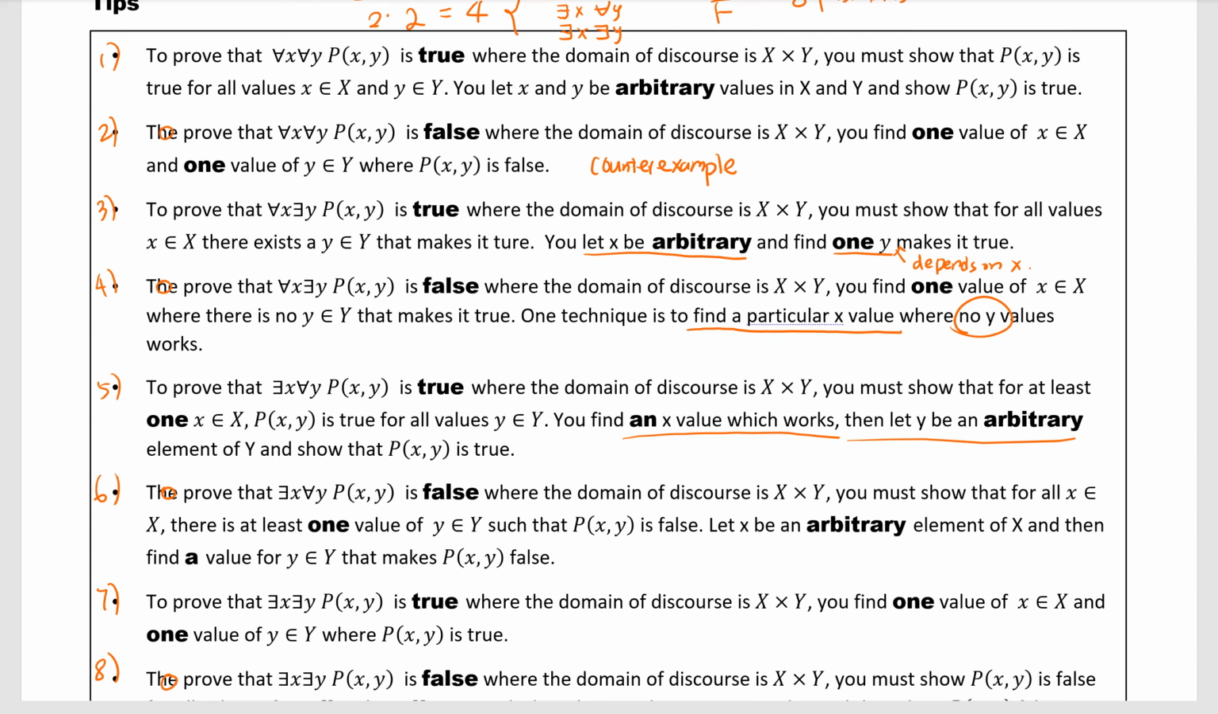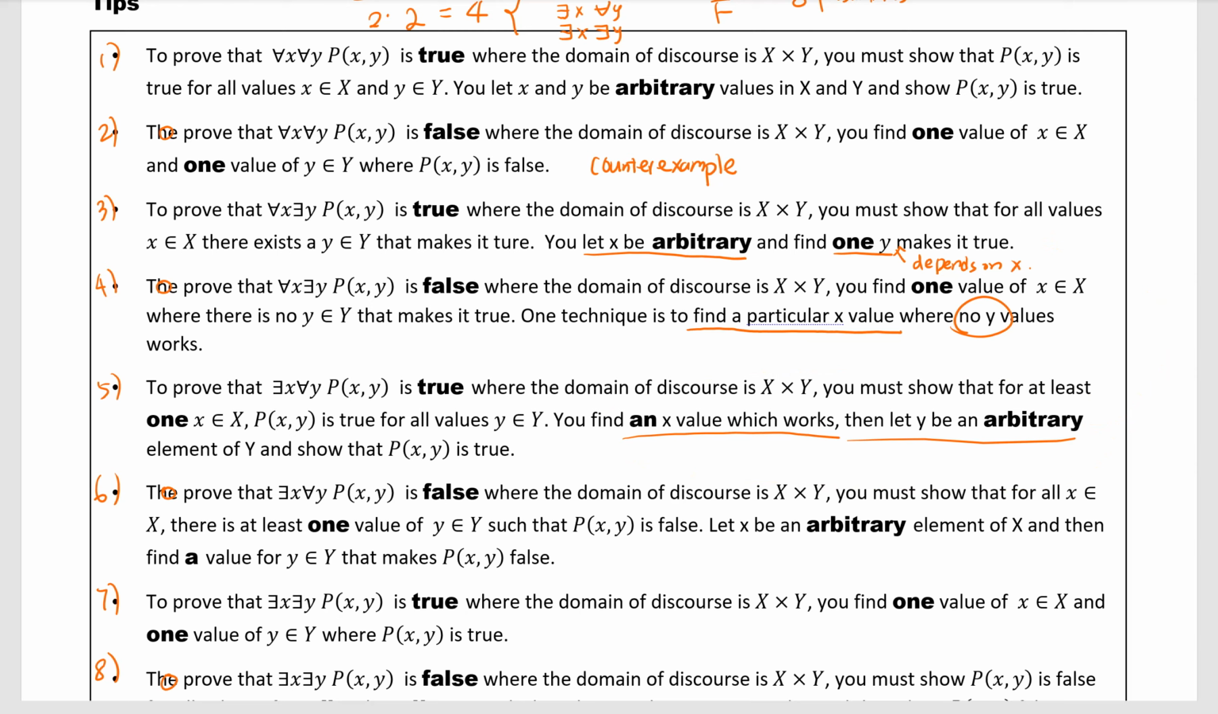Do you see the difference between this one and this one? That one is for each x value. So for each x value, we can find a y, and the y might change. We can have different y. Okay? However, this one, you're looking for one x value that works for all. Okay? All right, let's continue.